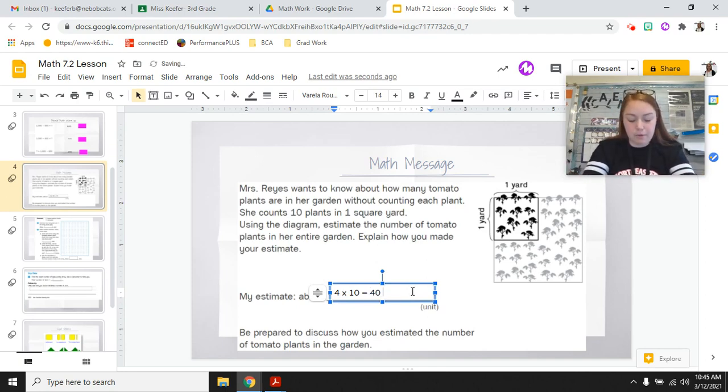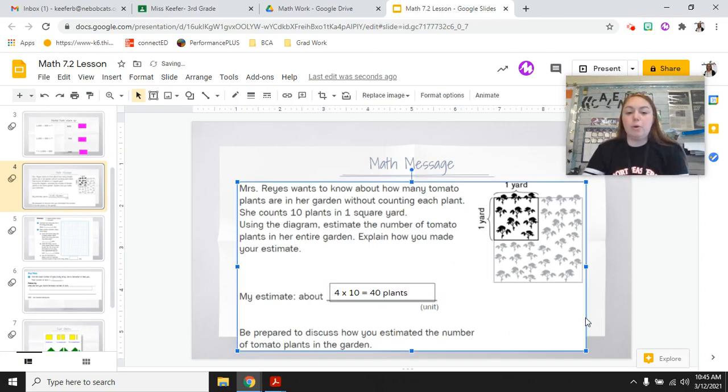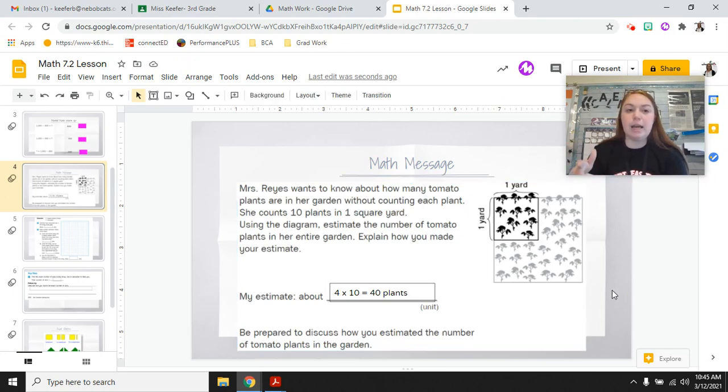And our unit for this one would end up being plants. So for 4 times 10, because there's 4 square yards with 10 in each square yard, we would get a total of 40 plants. So check that with your example and see if that is what you had on your example.